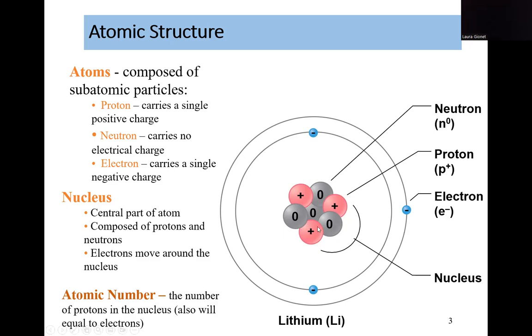Things with mass, we're going to look at that in just a minute, like protons and neutrons, are found in the nucleus. All right, so where you have a little pinkish red ball there with a plus on it, those represent protons. The gray balls with a 0 in them represent neutrons because they don't have a charge. But they're found in the nucleus.